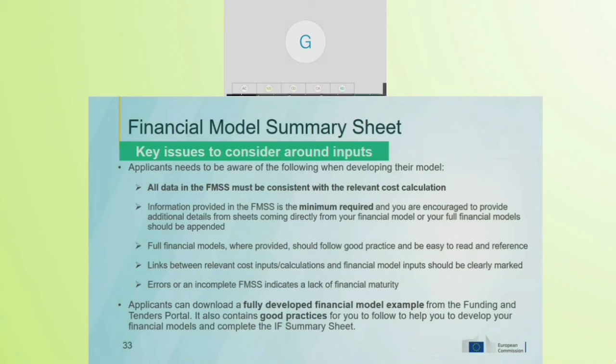If a project financial model, in addition, is provided, it must be well set out, it must follow good practice, and it must be easy to navigate. So links, of course, between the relevant cost inputs and calculations and the financial model inputs should be marked. And important to note, if you feel that this is too much information, the financial model spreadsheet, or you don't have information, that would probably be an indication of lack of financial maturity.